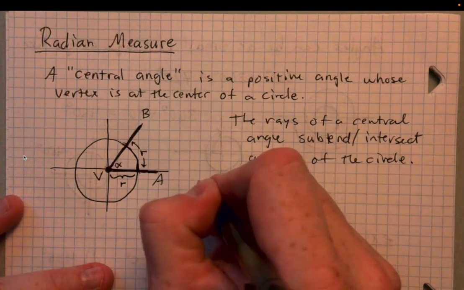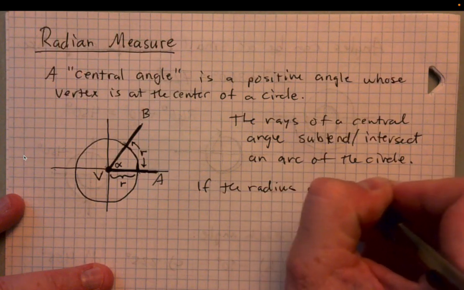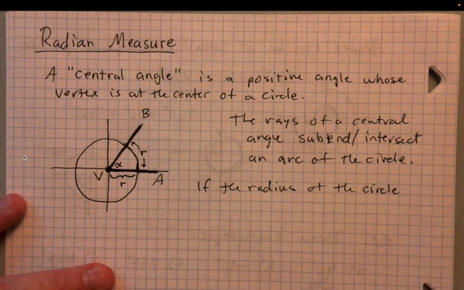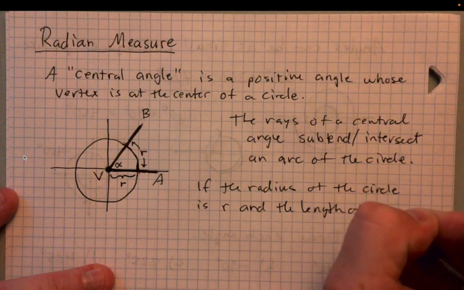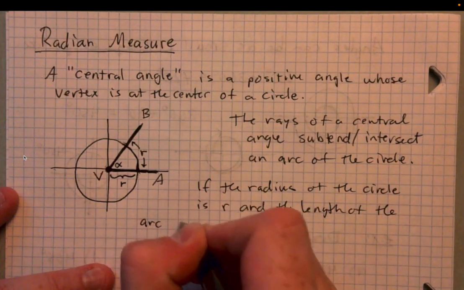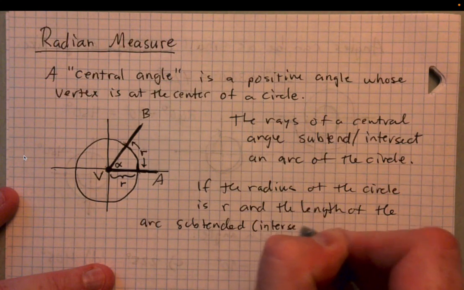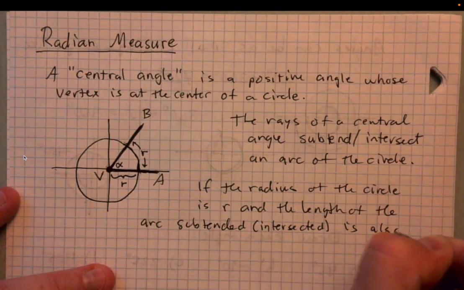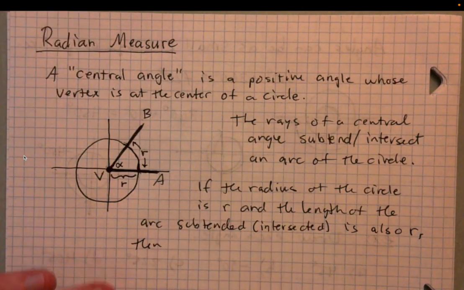Okay, so let me write all that down. If the radius of the circle is r, as I've said here, and the length of the arc subtended, i.e. intersected, by the central angle is also r, then the measure of the central angle is exactly 1 radian.